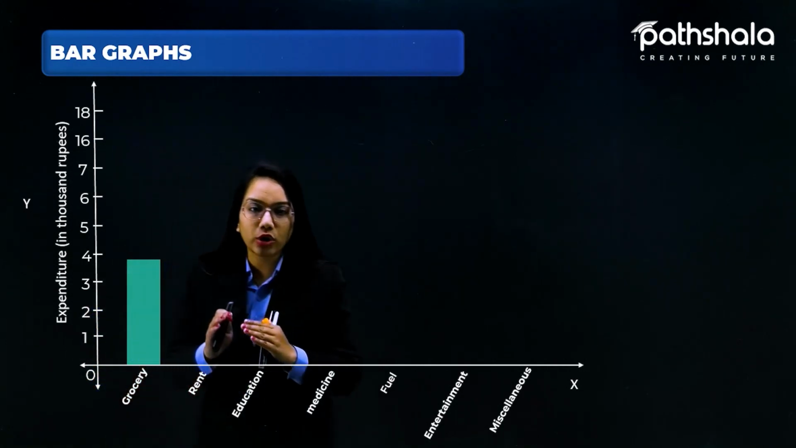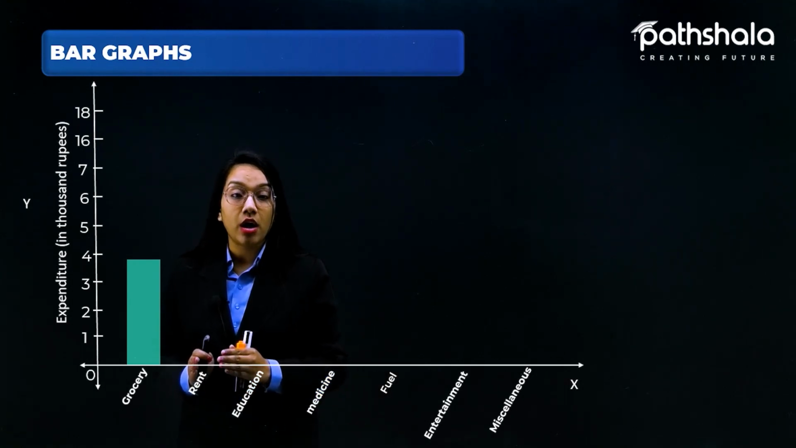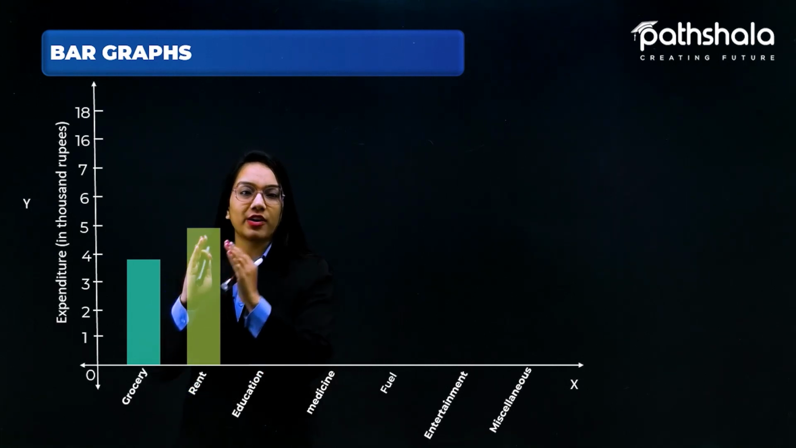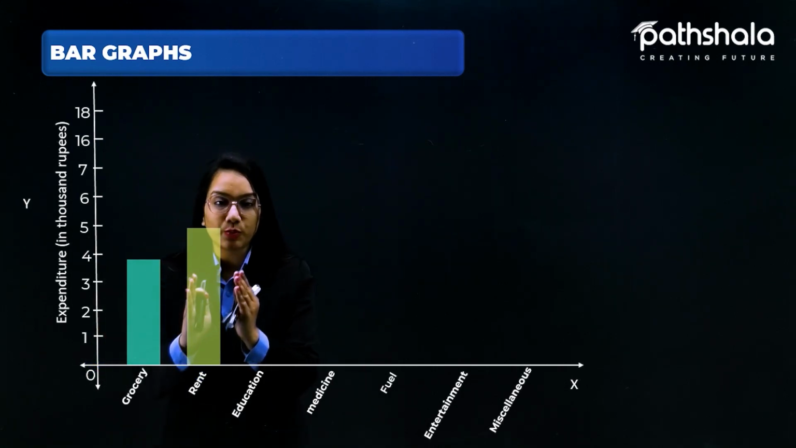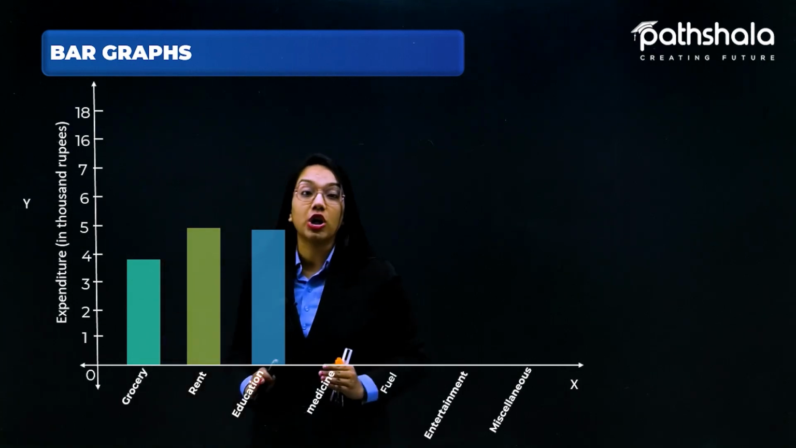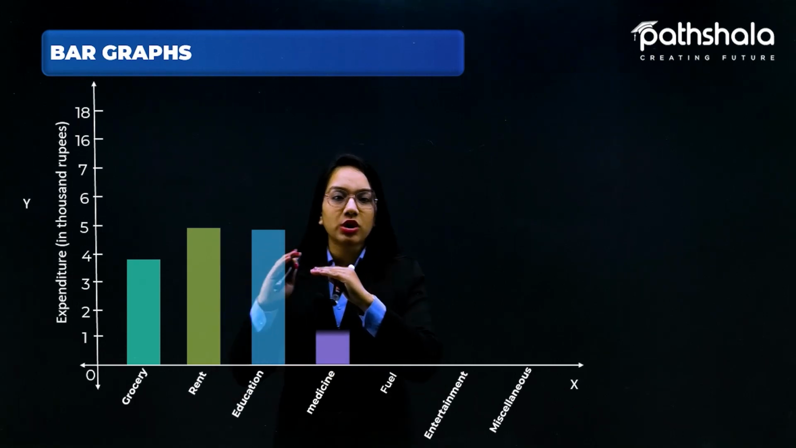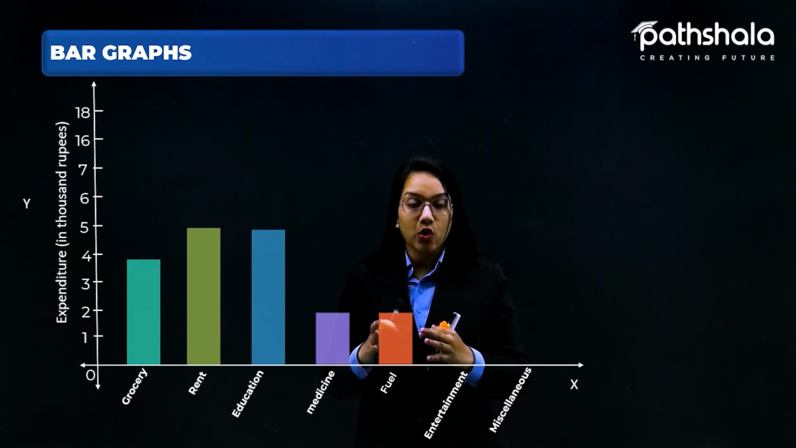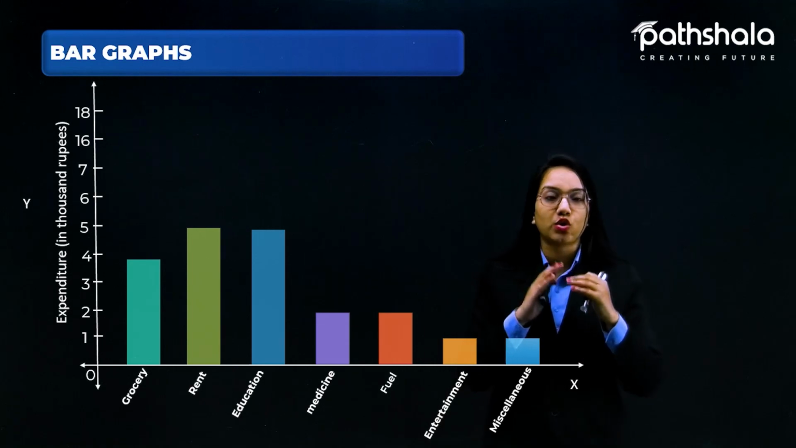Now let's talk about the rent. The expenditure of the rent was 5,000 rupees. So the bar would be formed in such a way, and you can see there is an equal spacing between both of these, and further an equal spacing between the rent and the education. The education involves again an expenditure of rupees 5,000. The medicine involves the expenditure of 2,000. Fuel also involved an expenditure of 2,000. Entertainment is 1,000. Miscellaneous is also 1,000.